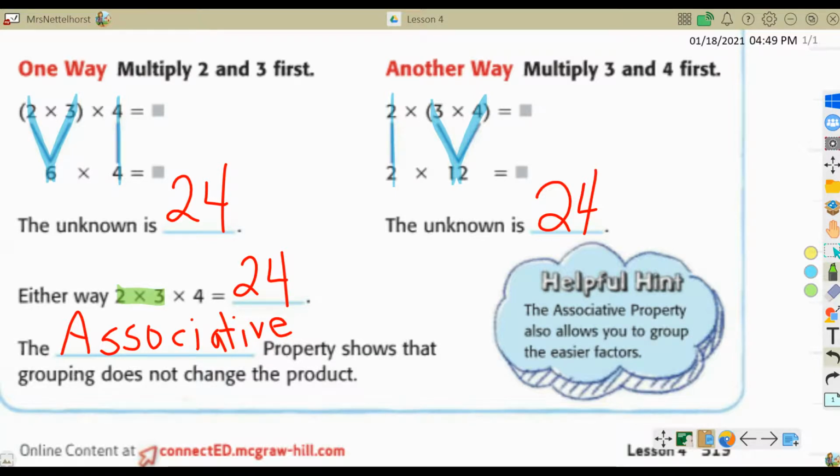Those make kind of medium-sized numbers. 12 times 2 is hard, especially when you're first learning to multiply. So I prefer to take the 2 smaller numbers, multiply those first to make a medium-sized number to multiply by my other medium-sized number. So look at the helpful hint. The associative property also allows you to group the easier factors.